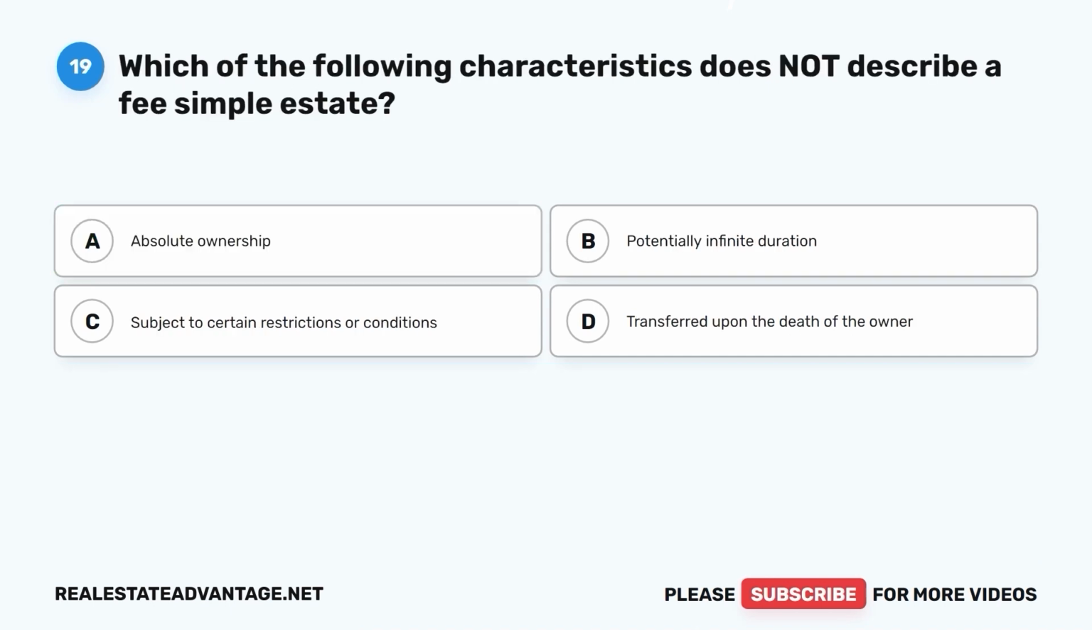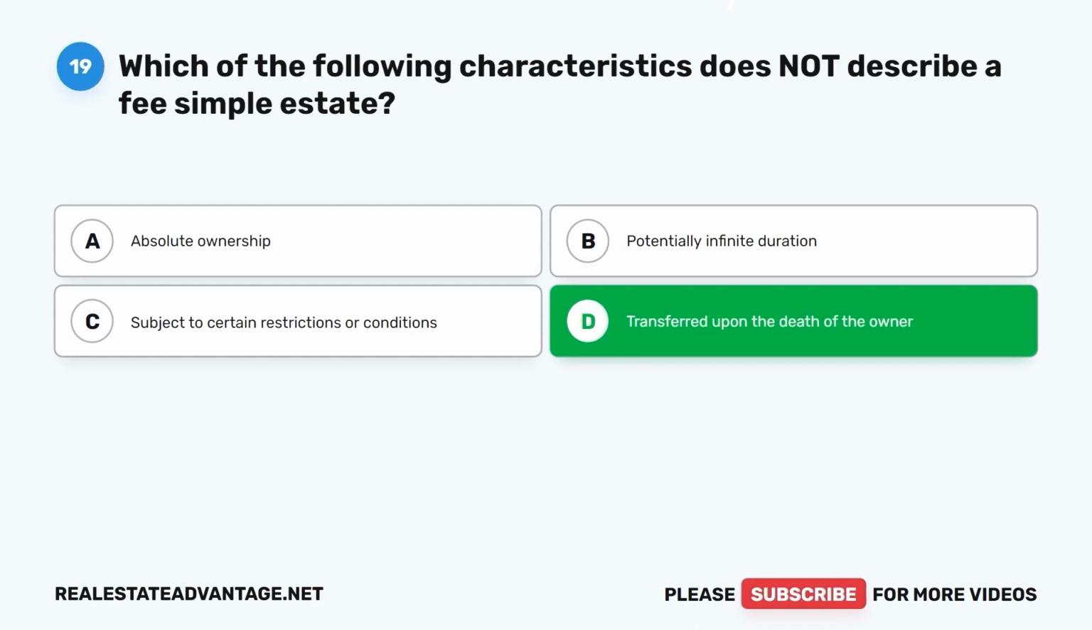Question 19. Which of the following characteristics does not describe a fee simple estate? A. Absolute ownership. B. Potentially infinite duration. C. Subject to certain restrictions or conditions. D. Transferred upon the death of the owner. The correct answer is D.